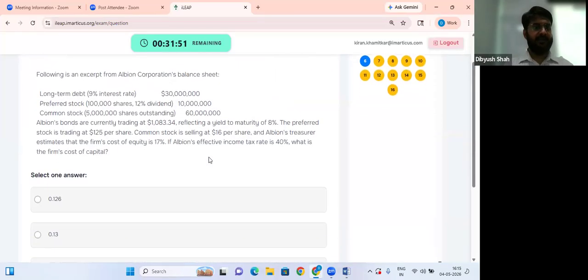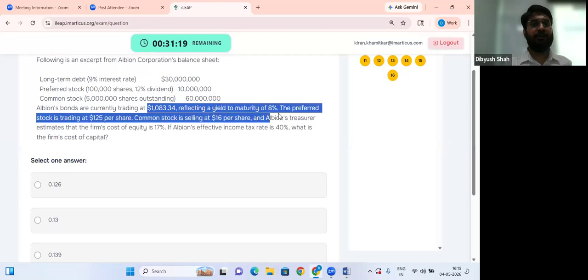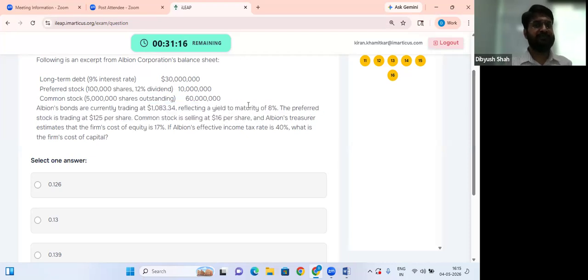See, again, following is an excerpt from Albion Corporation's balance sheet. Long-term debt, 9% interest rate, 30 million. That is 3 crores. Preferred stock, 1 lakh shares, 12% dividend, 10 million, 1 crore. 12% dividend, that is your cost of preference. 9%. Common stock, they have told how many shares are outstanding, 5 million. Albion bonds are currently trading at this price. See, price of bond is given. Reflecting the yield to maturity, this is your effective interest rate. Yield to maturity, market rate, whatever we used in valuation of bonds.